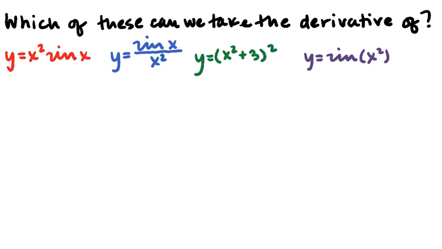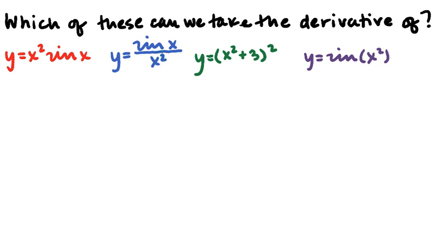Yes? Sine of x squared, the purple one, right? What about the green one? Can we take the derivative of that one? Yeah, you could if you did a little bit of work first, right? But what about red and blue? What's the deal with red and blue? Yeah, those are the product and quotient rules that we learned last time, all right?